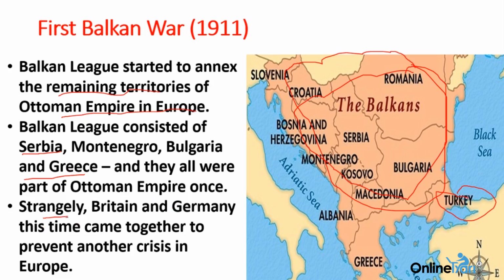Strangely, Britain and Germany this time came together to prevent another crisis in Europe. So it was settled, and territories were given to the Balkan League, but it did not result in a major crisis, because Britain and Germany came together. People were hoping that it might be a new start, because Britain and Germany were working together, so there could not be a war between them. But it was for a very short period.